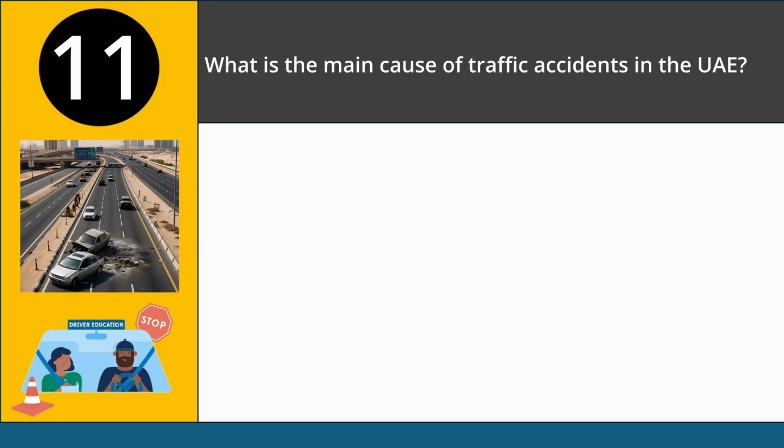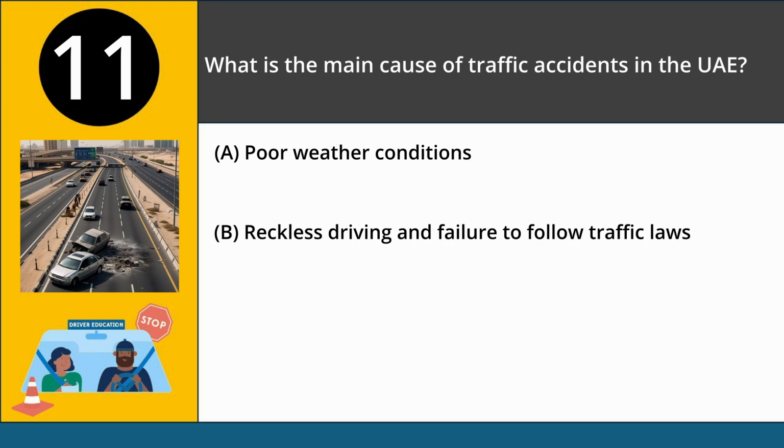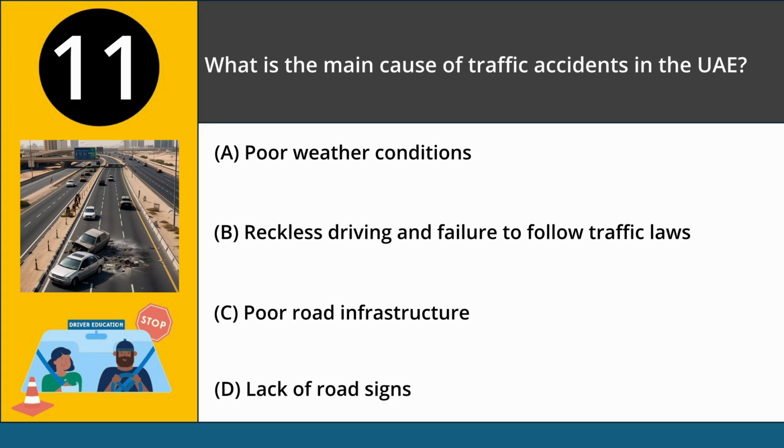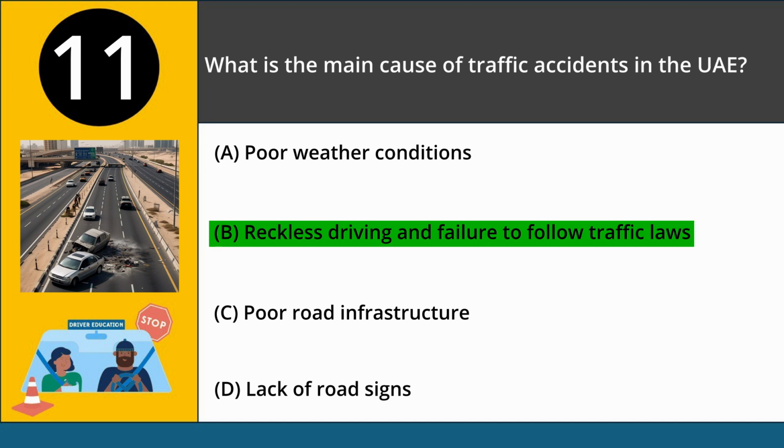What is the main cause of traffic accidents in the UAE? A. Poor weather conditions. B. Reckless driving and failure to follow traffic laws. C. Poor road infrastructure. D. Lack of road signs. Answer: B. Most accidents result from driver negligence and non-compliance with traffic laws.